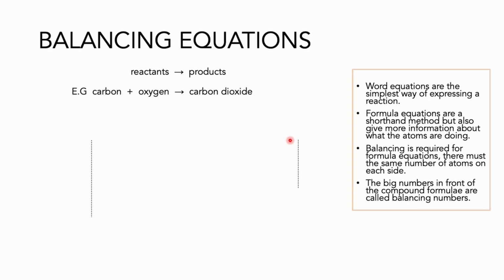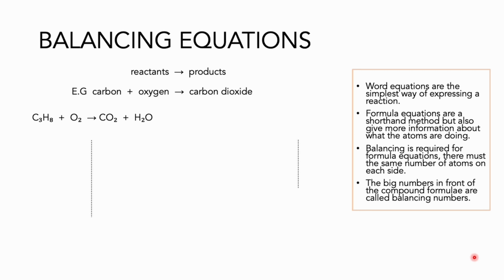This allows us to see with more detail what is going on in the reaction, because we can see how the makeup of the compounds change. When writing a formula equation for a reaction, it is essential that it be balanced. These equations are balanced when there are the same number of each type of atom on both sides of the arrow. Here's an example that we can balance.